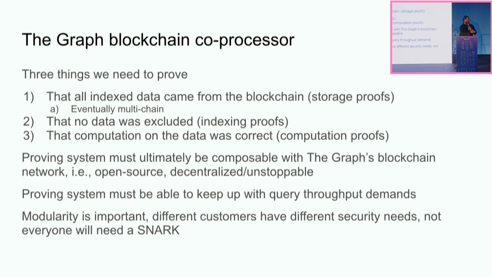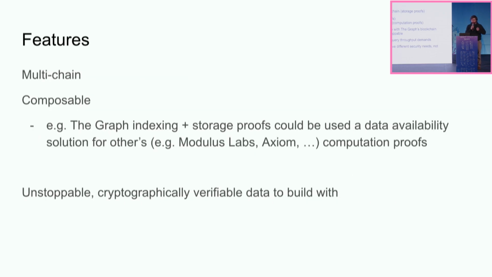Modularity is actually pretty important here. We're not going to be able to SNARK prove everything, and we probably shouldn't SNARK prove everything. We should be able to have different proving systems for different customers, because different customers have different requirements. These are features of the system that we get out of the graph by improving the trust assumptions.